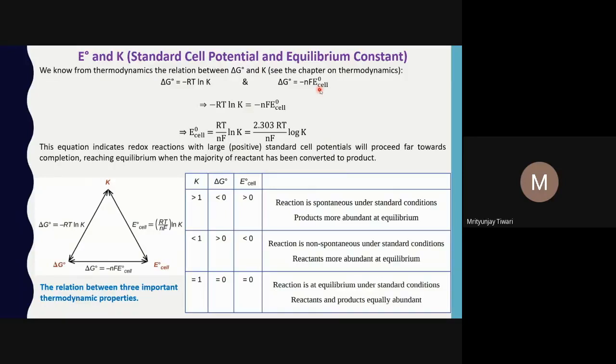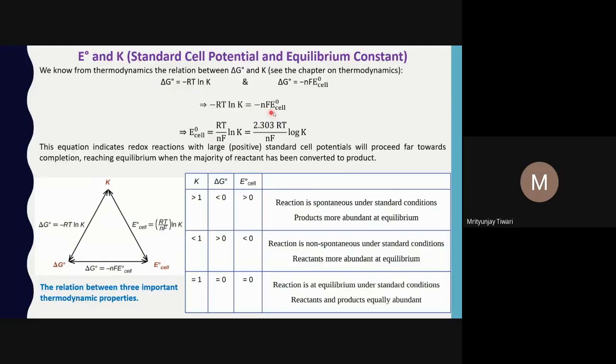We have just derived this equation, so we can equate these two right hand side portions. So minus RT ln K will be equal to minus NF E naught cell, where K is the equilibrium constant. You should remember it's a capital K, the equilibrium constant. R is the universal gas constant, and T is the temperature.